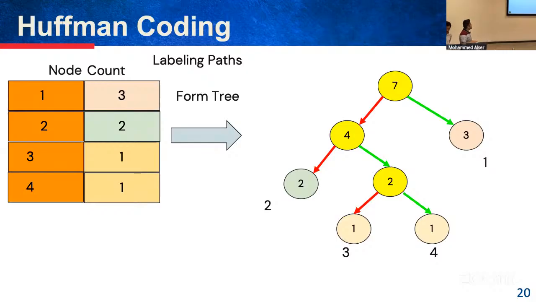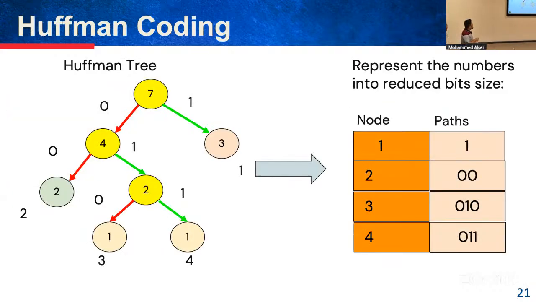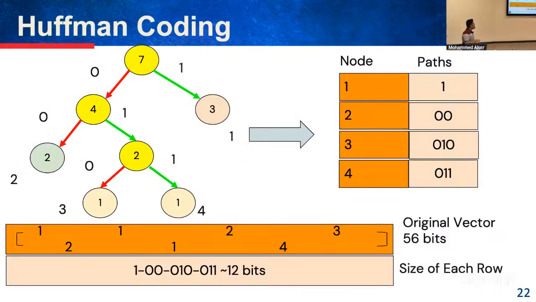So we need to label this path. We can see that right is 1 and left is 0. So we can label each node. For example, 1 we can represent as 1, or 001, 2 as 00, 3 as 010, and 4 as 011. So we can use only 12 bits for each vector. This is how we can use Huffman coding to compress 56 bits to 12 bits only.